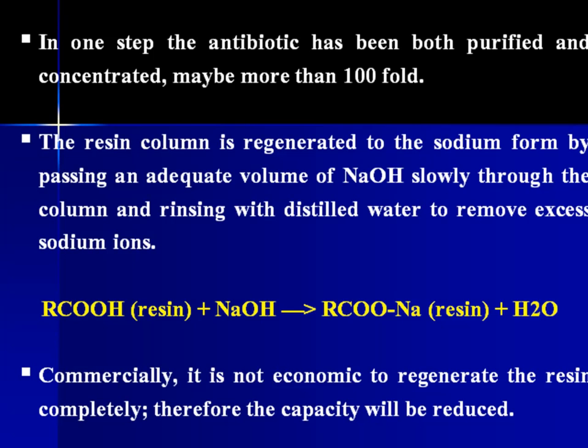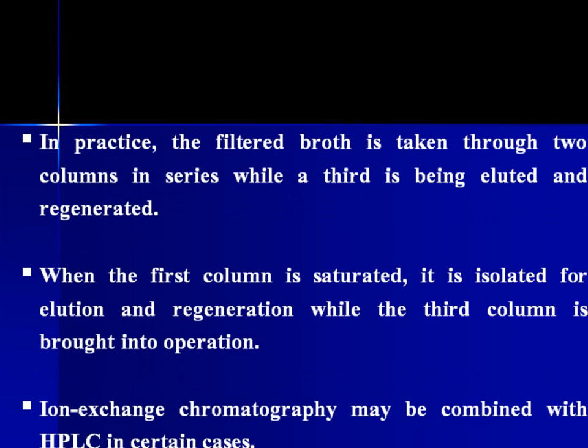The resin column is regenerated to the sodium form by passing an adequate volume of NaOH slowly through the column and rinsing with distilled water to remove excess sodium ions. Commercially, it is not economic to regenerate the resin completely, therefore the capacity will be reduced. In practice, the filtered broth is taken through two columns in series while a third is being eluted and regenerated. When the first column is saturated, it is isolated for elution and regeneration while the third column is brought into operation. Ion exchange chromatography may be combined with HPLC in certain cases.